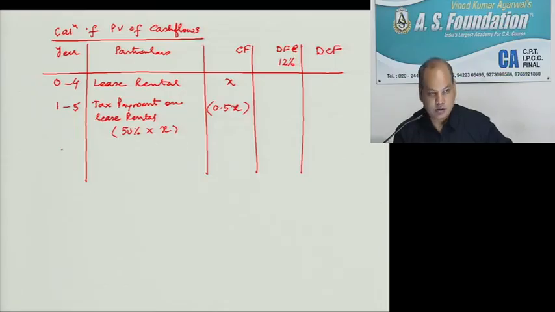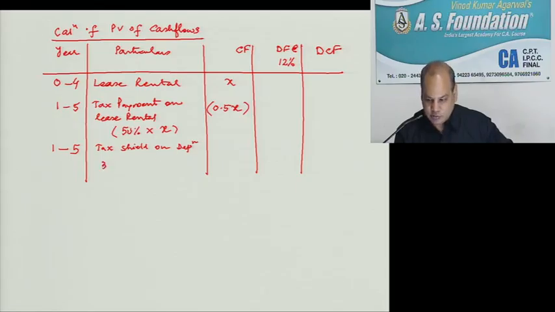Tax shield on depreciation, years 1, 2, 3, 4, 5 or 1-5. Straight line method, you follow this. This is a straight line method problem. So tax shield on depreciation. In WDV, write separately the tax shield on depreciation.